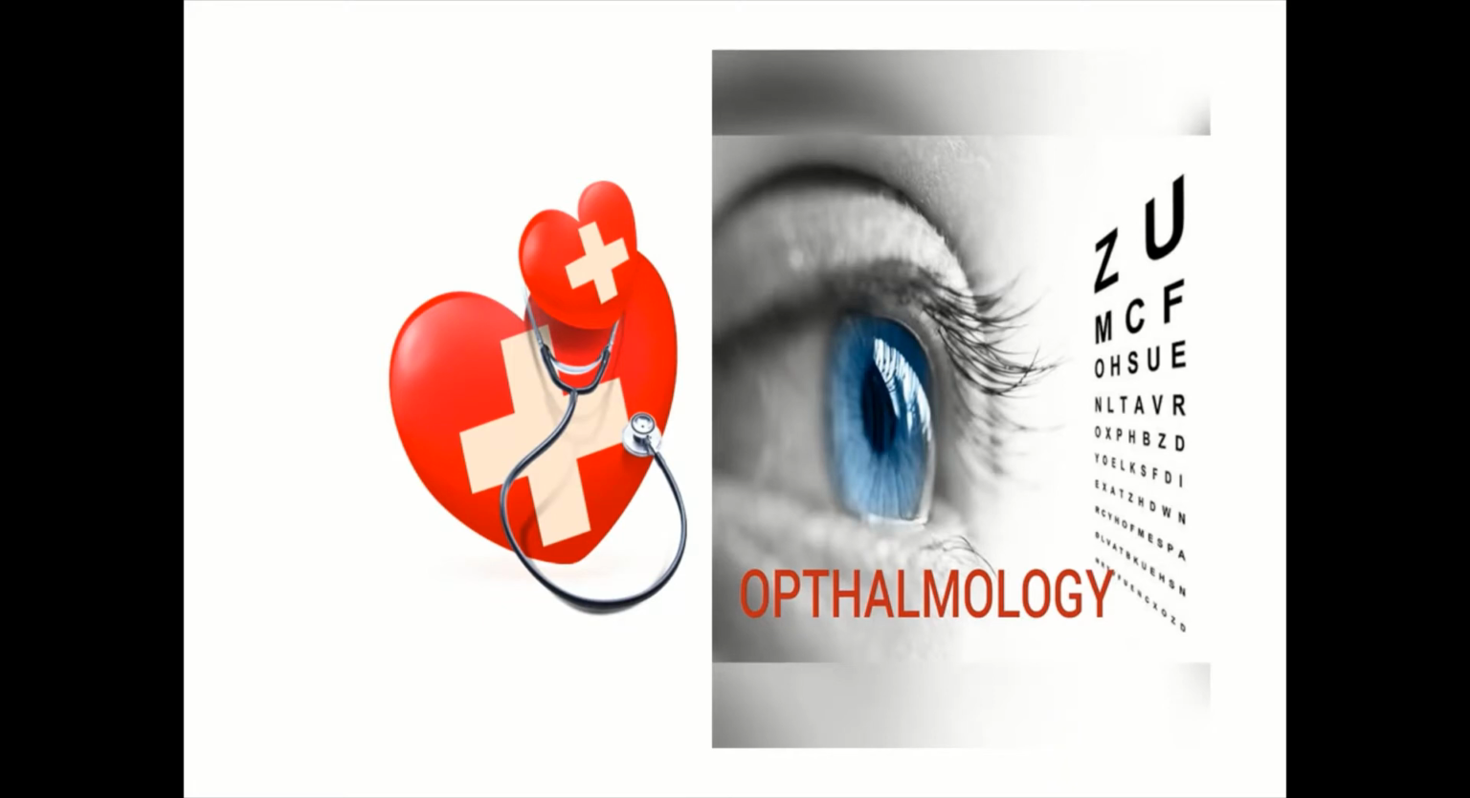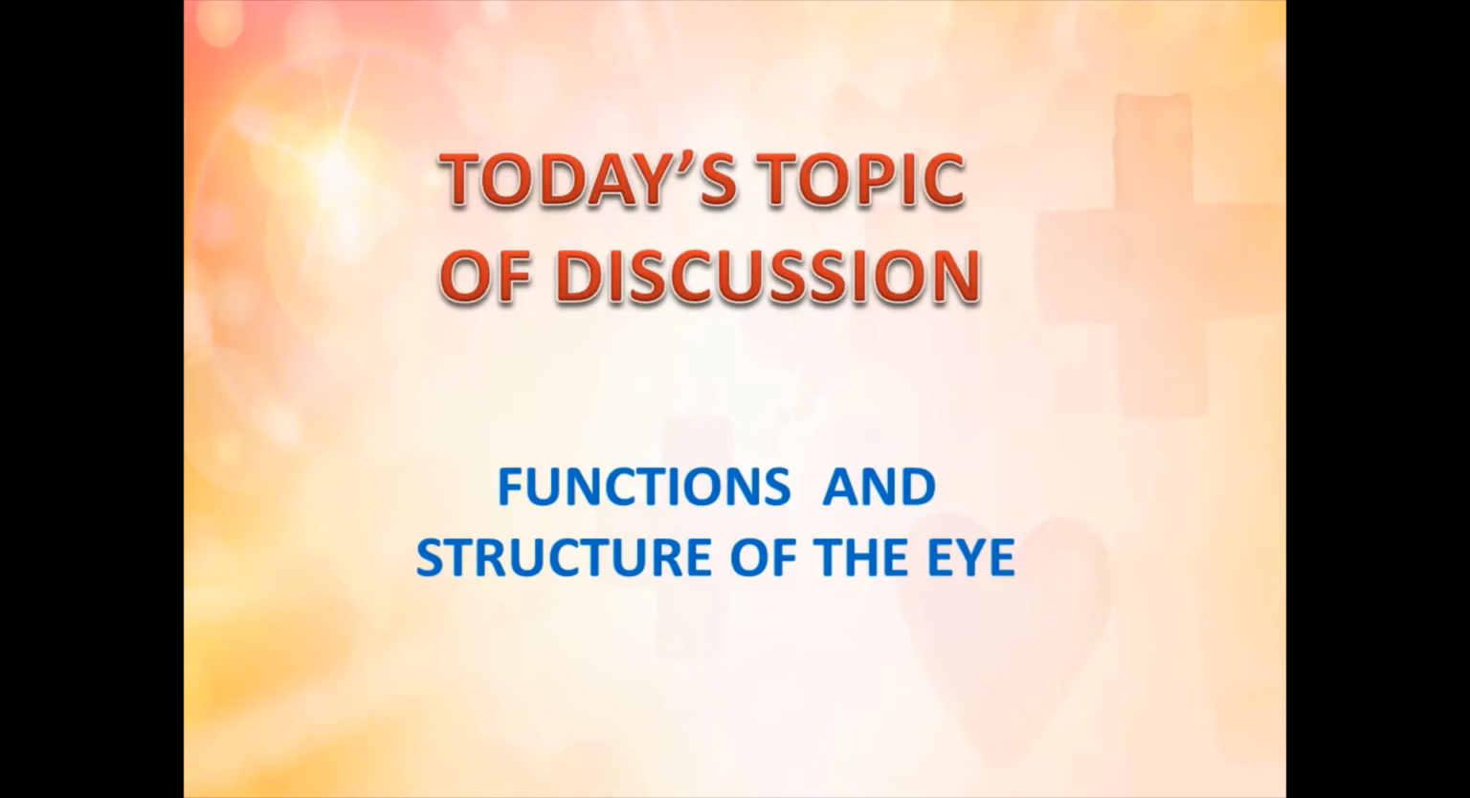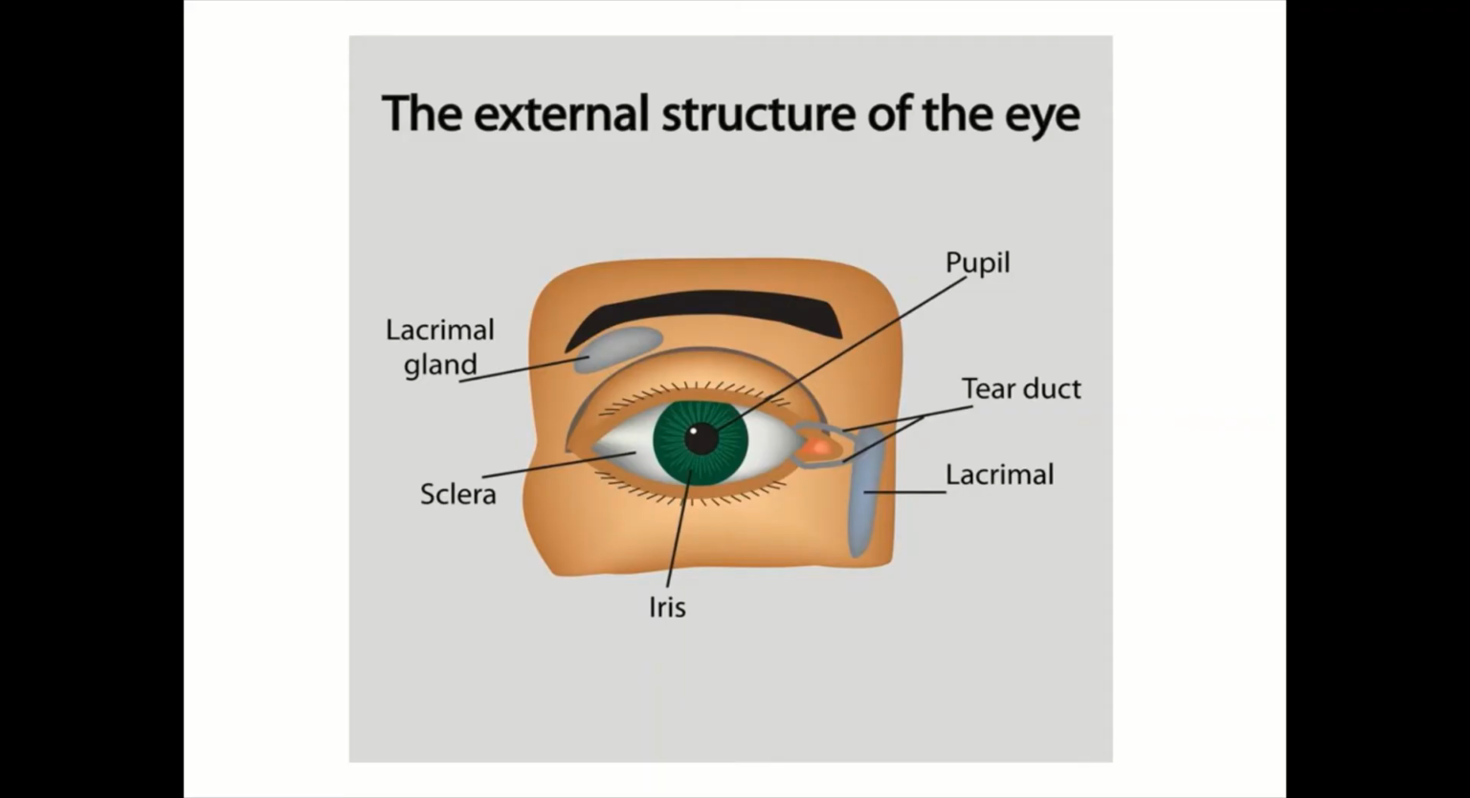Ophthalmology. Today's topic of discussion: function and structure of the eye. The external structure of the eye. The external structure of the eye contains pupil, tear duct, lacrimal, iris, sclera, and lacrimal gland.